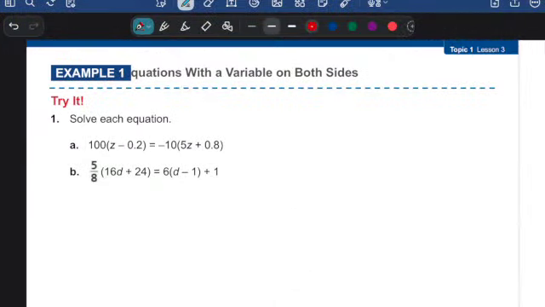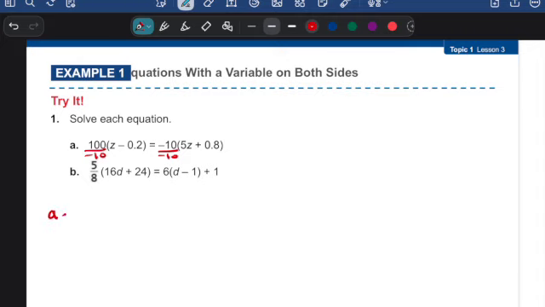Okay, let's try it. Part A, 100 times z minus 0.2 equals negative 10 times 5z plus 0.8. So there's a couple ways we could do this. We could just distribute, or we could get rid of the factors outside the parentheses. So since 100 is a multiple of 10, I'm going to divide both by negative 10. So I'm going to just divide this side by negative 10, and because of the property of equality, I'm going to divide both sides by negative 10.